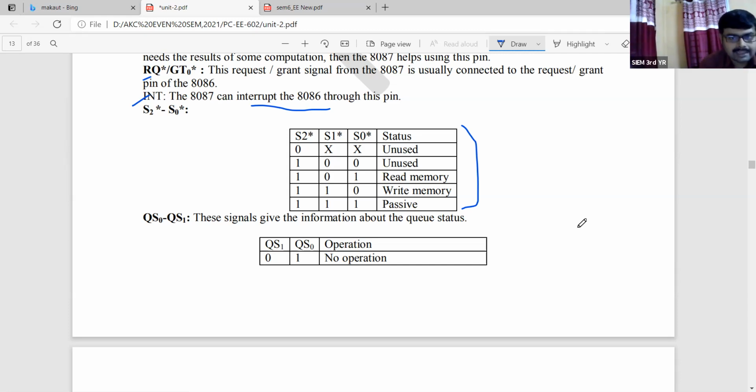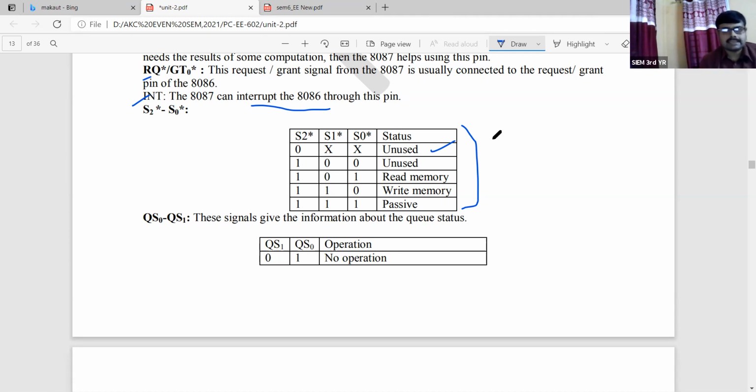If S2 bar is 0, S1 bar is a cross, meaning not defined, whatever may be the status of S1 bar, and S0 bar is again a cross, that means whatever it may be, 0 or 1, it will not impact. If S2 bar is 0, then that is called unused. You have to remember the status that we have mentioned, that is the unused one. If S2 bar is 0, whatever the other pin status, S1 bar and S0 bar might be 0 or 1, the status will be unused.